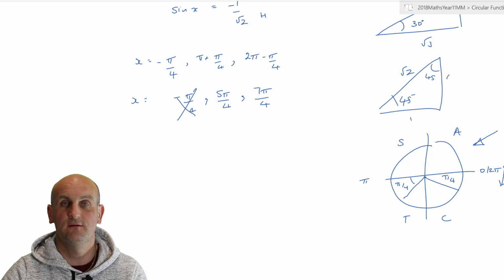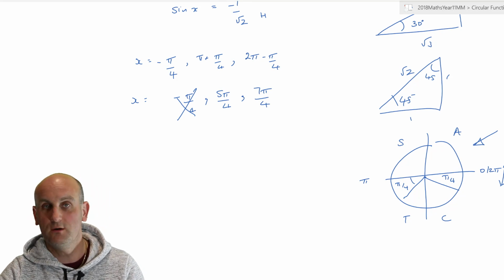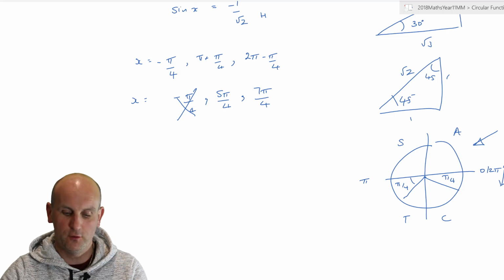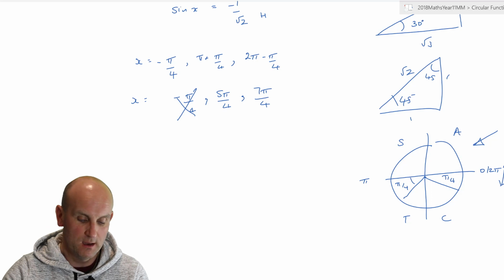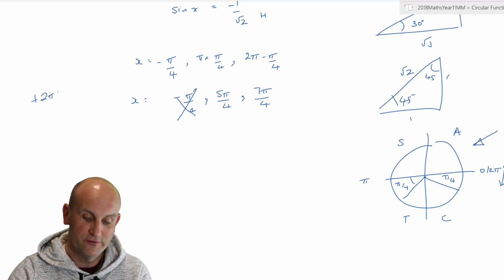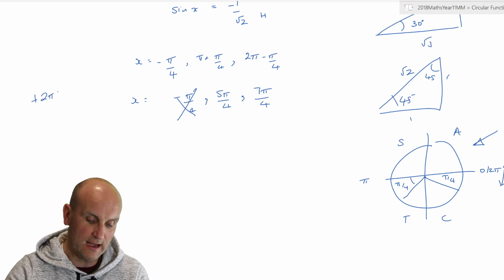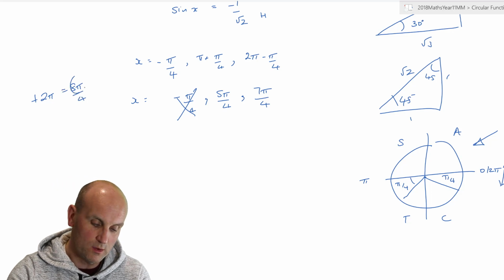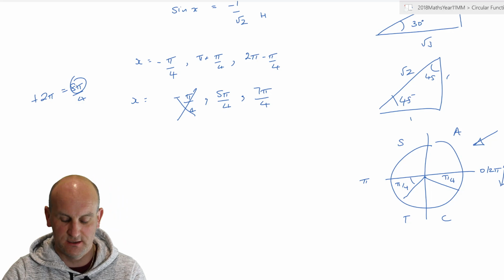So I now need to find how many more solutions. Well, 4 more solutions, because there are 2 in 2 pi, 4 in 4 pi, 6 in 6 pi. I've got 2 solutions. And how do I do that? By adding on 2 pi to each of those values. Now, add on 2 pi, that becomes 8 pi on 4. So all I now need to do is add 8 pi to each of those top numbers.